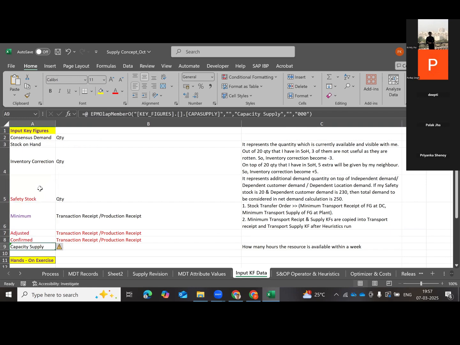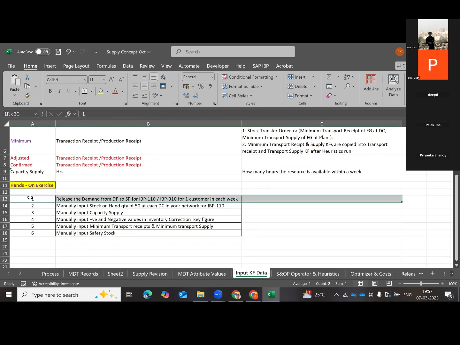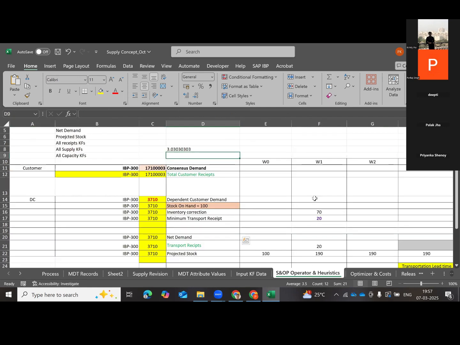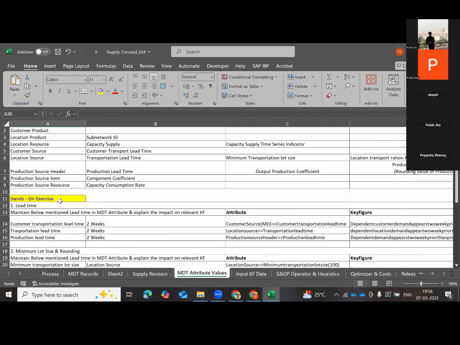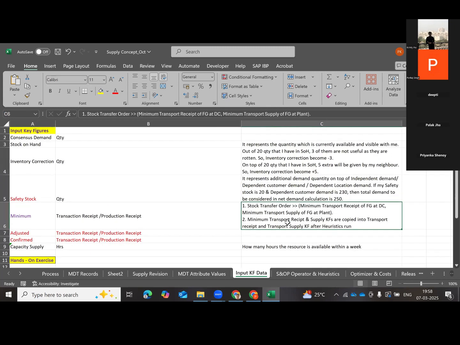And then we have capacity supply. We have seen the meaning. How many hours of resource available within a week? Is there a hands-on exercise here? Yeah, there is some hands-on exercise here as well. So you can perform these hands-on exercises yourself. And then we have SNOP operator. This you have seen how to run. Then we have optimizer, etc. So you can leave that. So in the MDT attribute value, we have hands-on exercise. And in the input key figure data, we have some hands-on exercise. So you can try to do these hands-on exercises yourself.